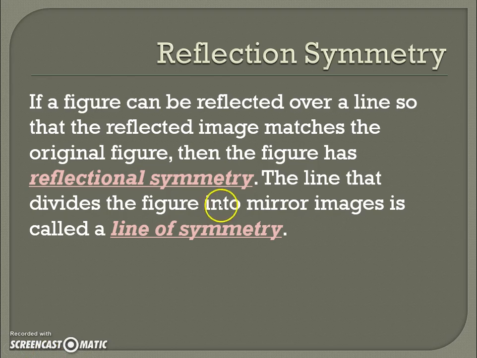Reflection symmetry. You'll want to pause and copy this down. It says, if a figure can be reflected over a line so that the reflected image matches the original figure, then the figure has reflectional symmetry. The line that divides the figure into mirror images is called a line of symmetry. So again, make sure you have this copied, and let's see how this plays out.